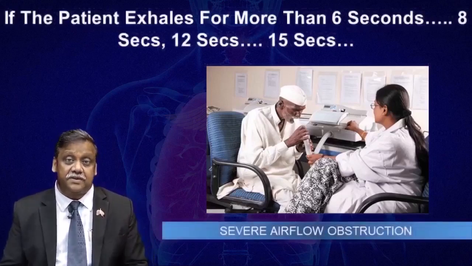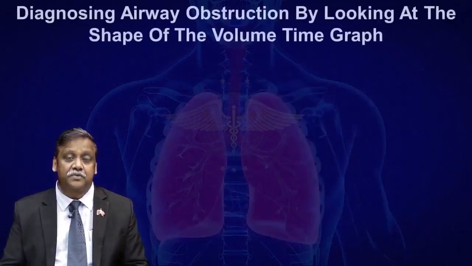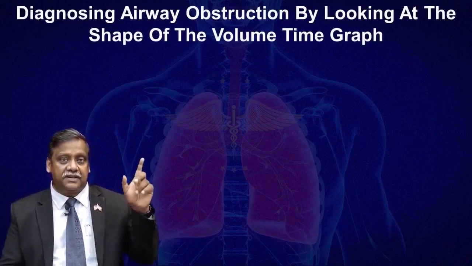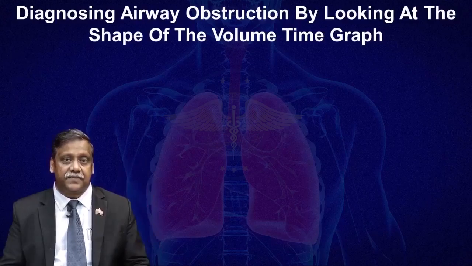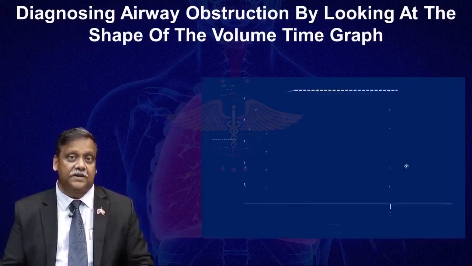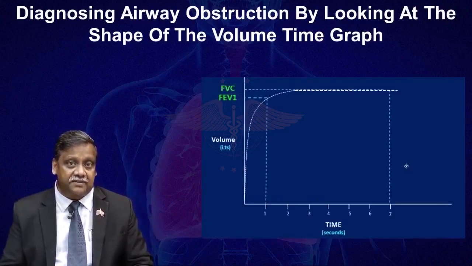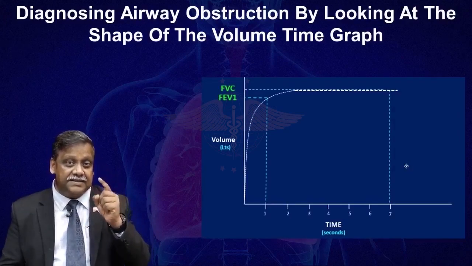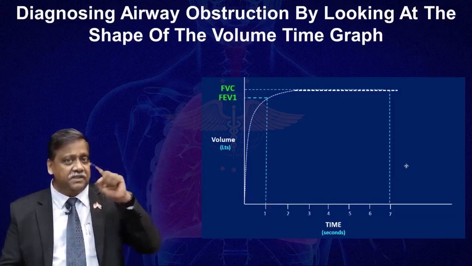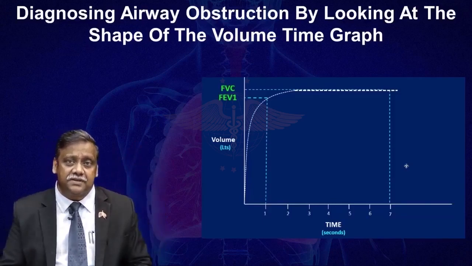Now here is how you make an interpretation of the volume time graph. On the y-axis you have the volume in liters, the x-axis you have time in seconds. I have shown you the graph of a normal healthy person. You have the FEV1 and the FVC values over there. Now when this person develops mild obstructive airway disease, this is how the line looks. What has happened to the FEV1 value? It has become slightly less than that of a normal healthy person. What about the FVC value? The same as that of a normal healthy person.